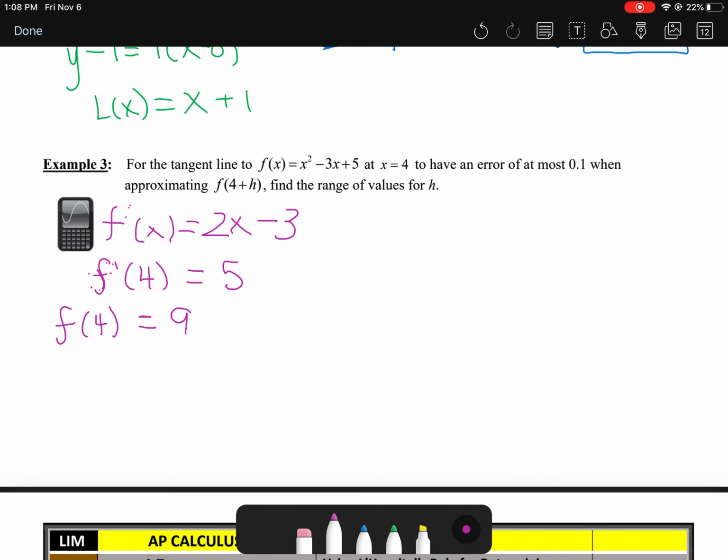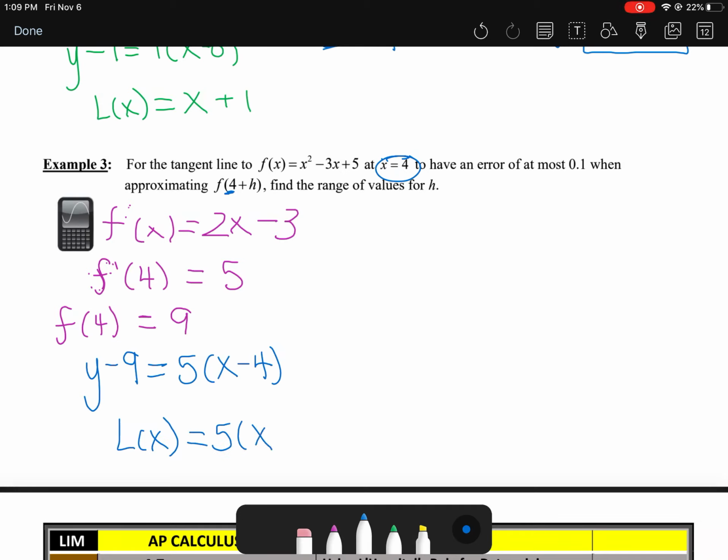So now let's write out our equation. So I have y minus 9 equals 5 times the quantity x minus 4. And again, the 4, we're just taking it from there at x equals 4 here. Okay. So rewriting it for L of x, I get L of x is equal to 5 times the quantity x minus 4 plus 9.